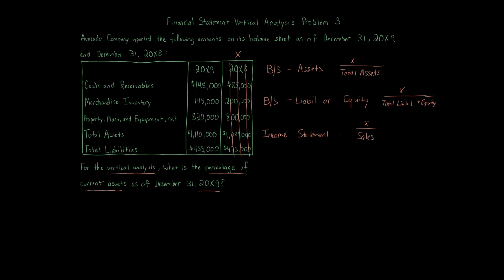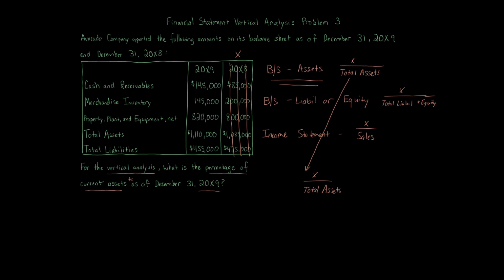So here, we're asked about current assets. That means we're looking at the balance sheet asset items, and specifically current assets. If you look at our rows, we've got cash and receivables, merchandise inventory, property, plant, equipment, total assets, total liabilities. No line for current assets. That's because we have to classify what are current assets. Before we do that, we know the denominator in our calculation is going to be X over total assets.